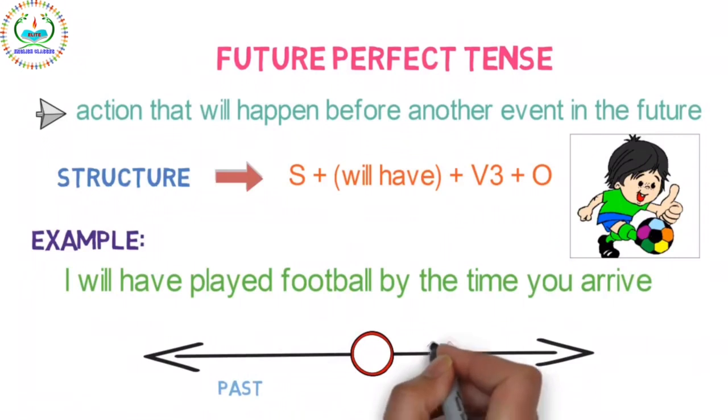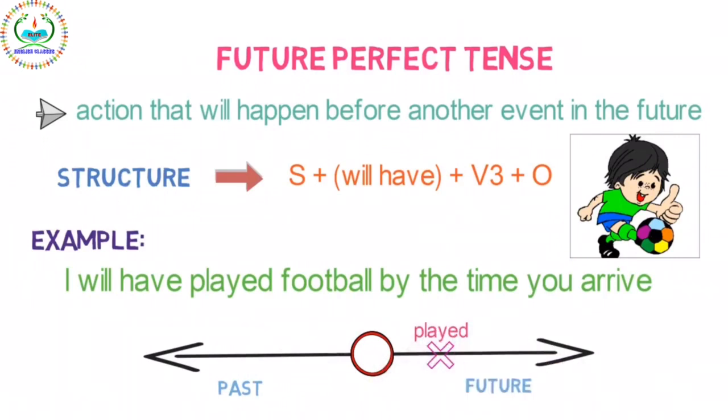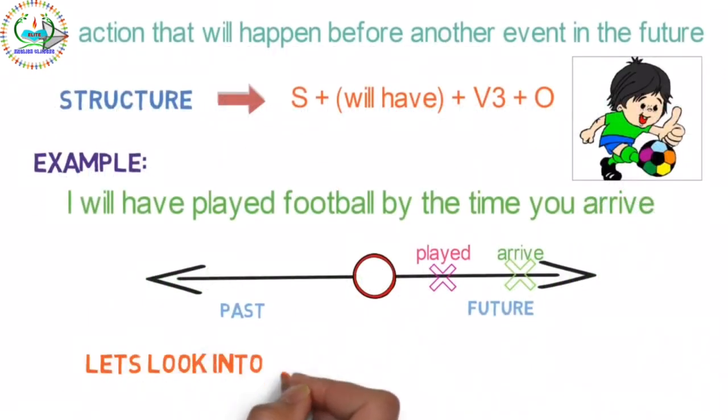On the right hand side, an action of playing will be completed by the time another action of your arriving comes. So, here, comparison of two future events is happening. Now, we have covered all the perfect tenses. Now, into all perfect continuous tenses.